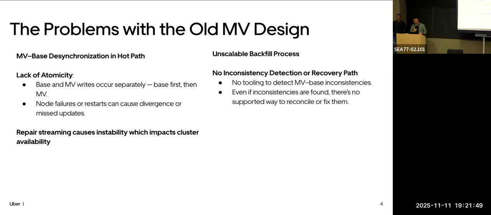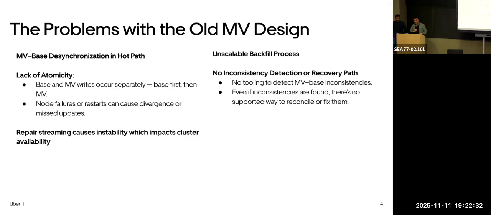The other problem with the current MV is that the backfill process is not stable. When you create a new MV on an existing base table, imagine you have a base table with billions of rows. The current backfill process just replays all the rows one by one. So basically, billions of messages are flying around the Cassandra cluster. This process is very expensive, very CPU consuming, and it's not reliable.